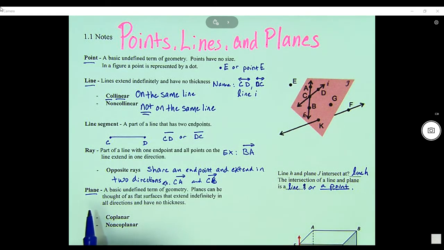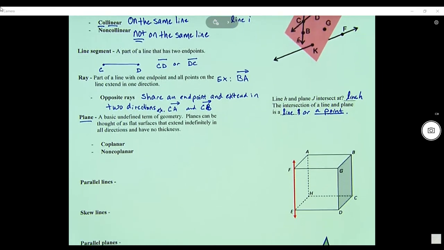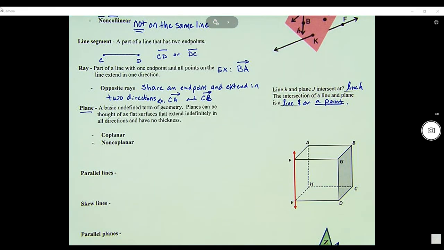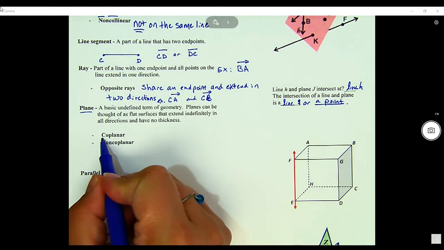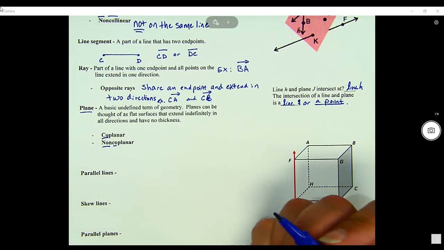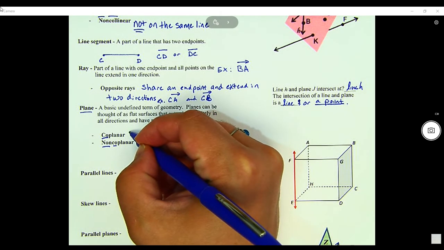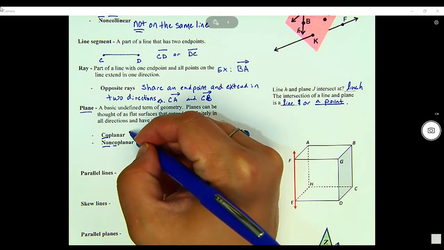All right, plane. Plane is a basic undefined term of geometry. Planes can be thought of as flat surfaces that extend indefinitely in all directions and have no thickness. All right, so coplanar, remember co is together, and then non-coplanar is going to be not together. So coplanar would be points or lines that are on the same plane.